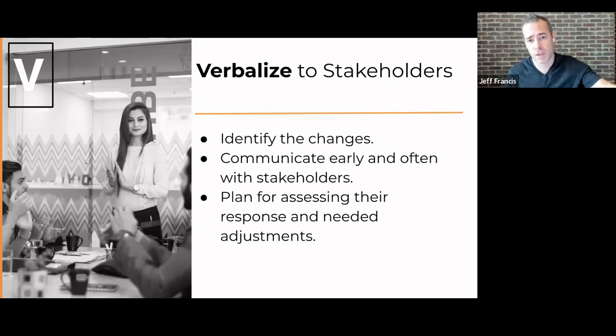But if you bring it up really late, a lot of times the feedback will be, well, if you had brought this up earlier, we could have addressed this. Or why did we burn all this budget in the meantime? Why, you already knew that this was going to be an issue, right? So communicate early and often with stakeholders. And then create a plan for assessing their response and needed adjustments.